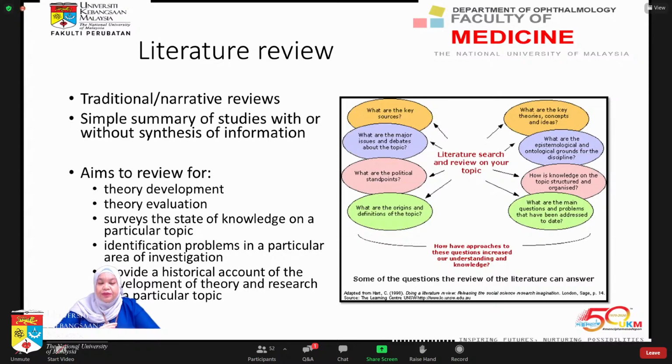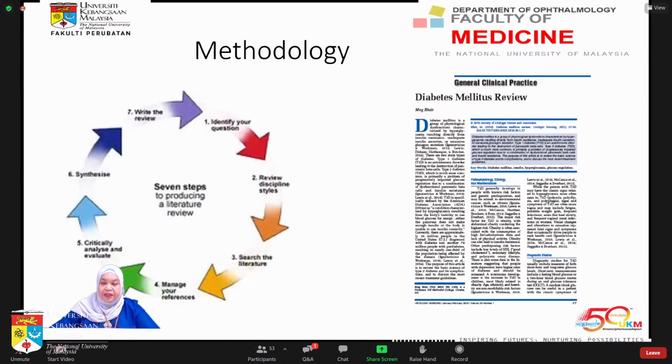So these reviews are aimed at theory development and theory evaluation, and you look at the state of a particular topic. You can identify problems in a particular research area and provide a historical account of the development of theory and research of a particular topic. Okay, so this is an example, as I say, a diabetes mellitus review. The method is actually very easy.